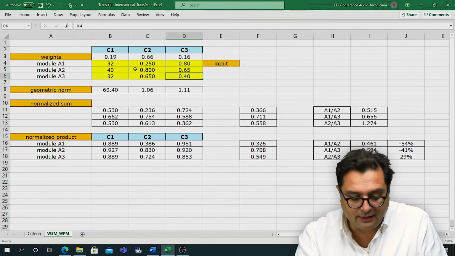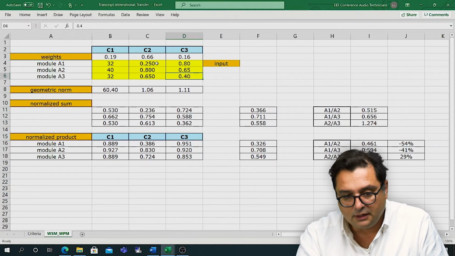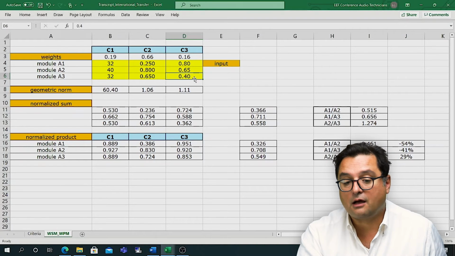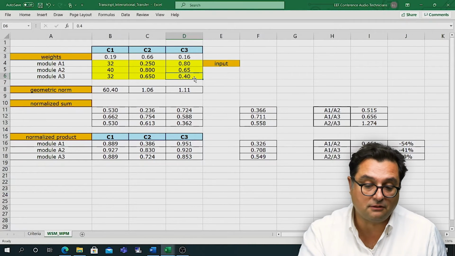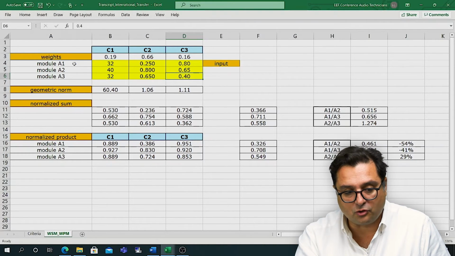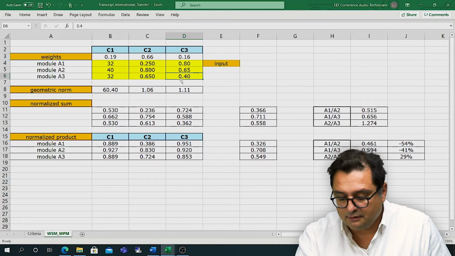While the content similarity, as per the judgment of the trainer, is 0.25, 0.8, 0.65 for every single module, the academic content, let's say how academic vis-a-vis vocational the content is, is graded as 0.8 for module A1, 0.65 for module A2, and 0.40 for module A3. This is our input. Of course, we can see what will happen if we change that.